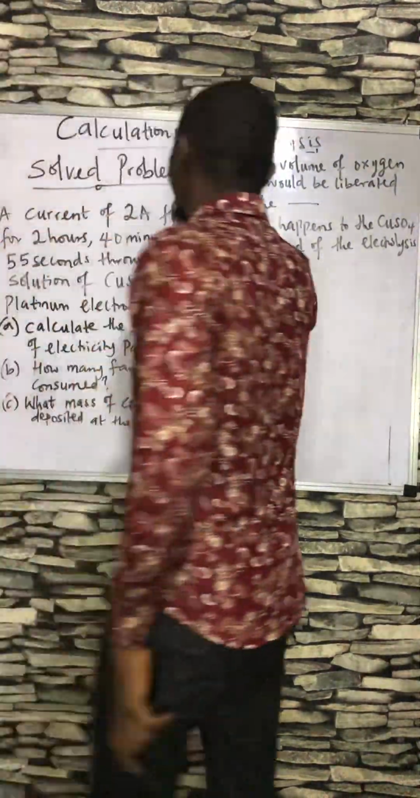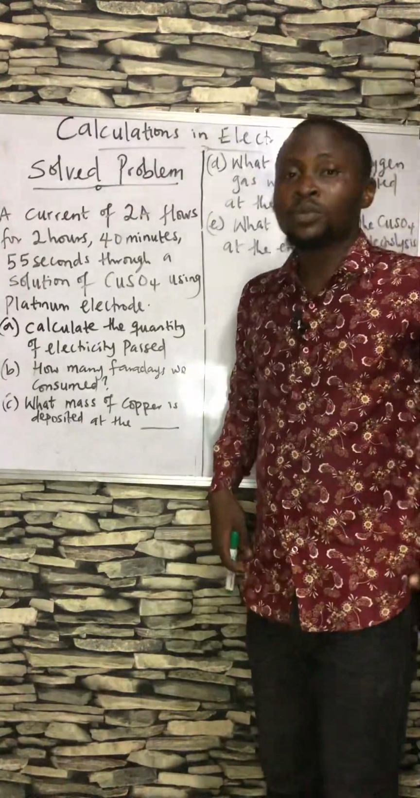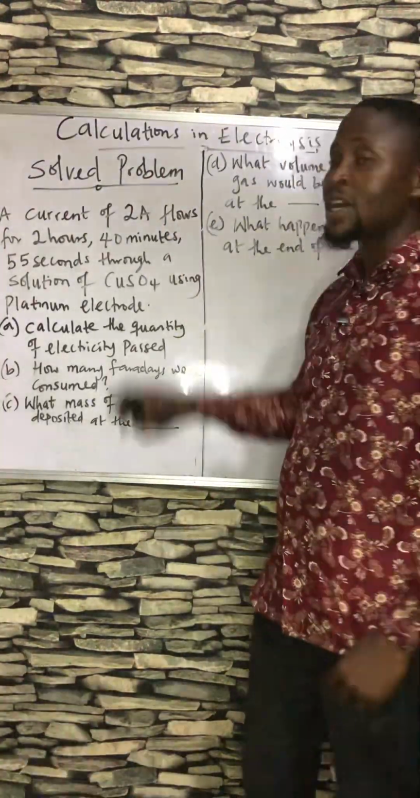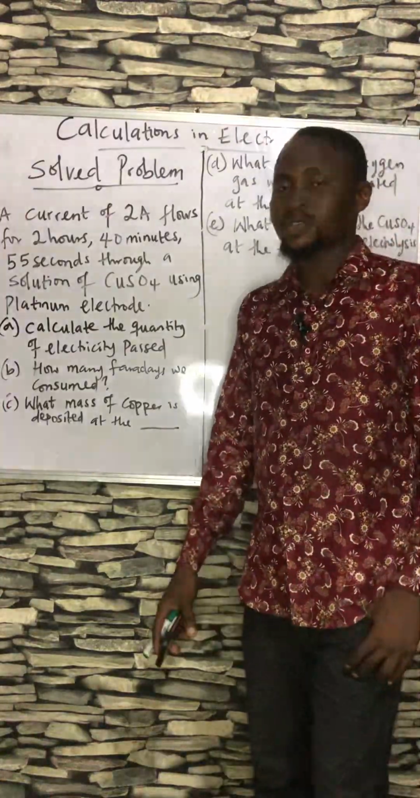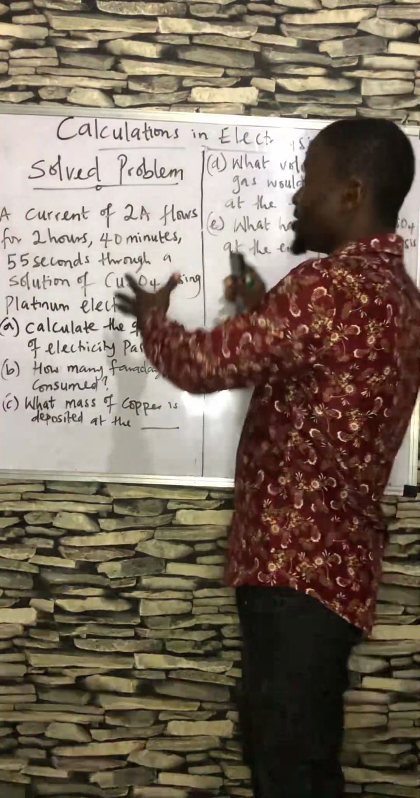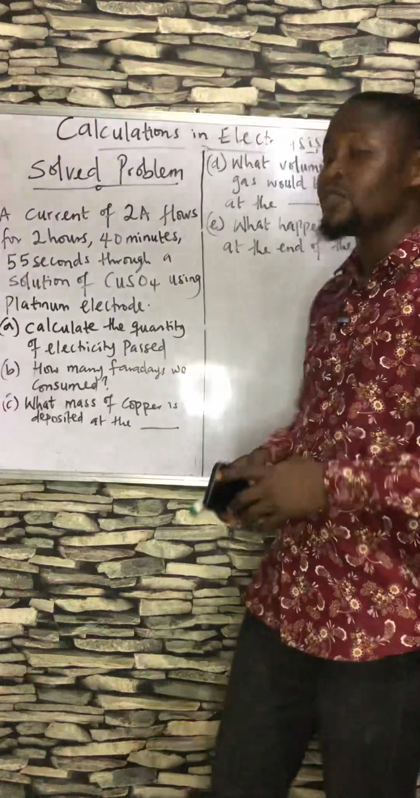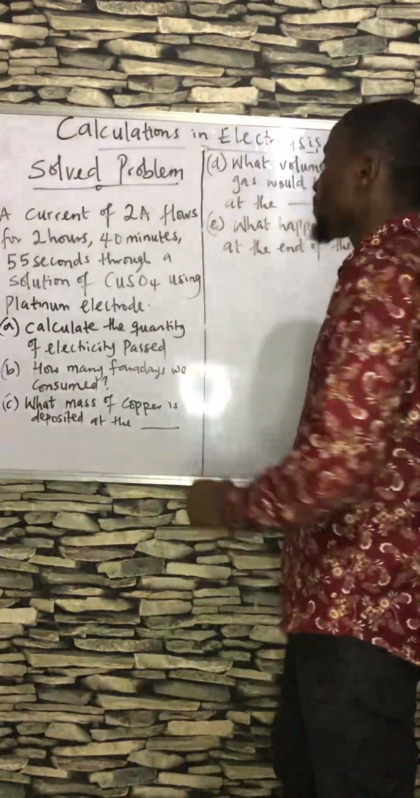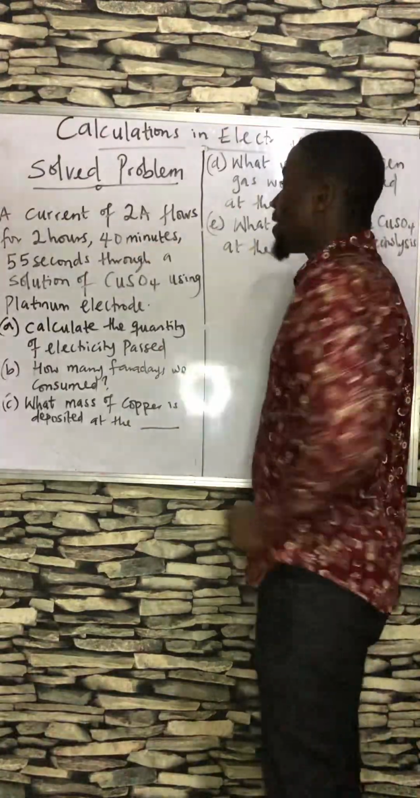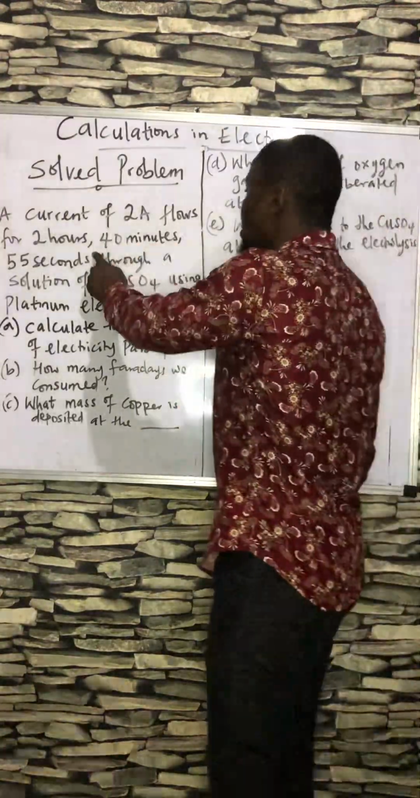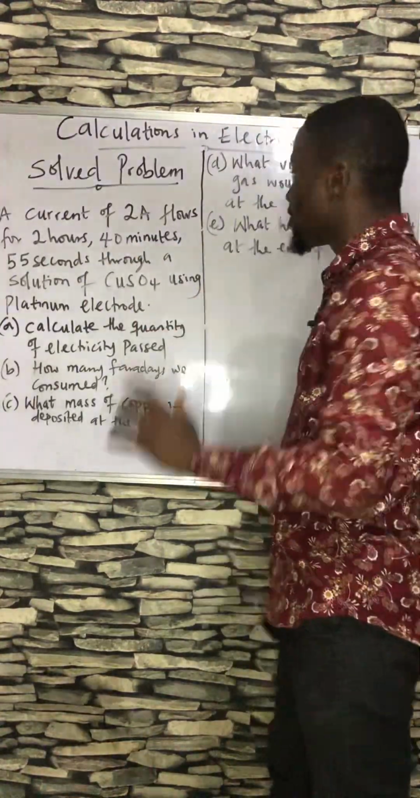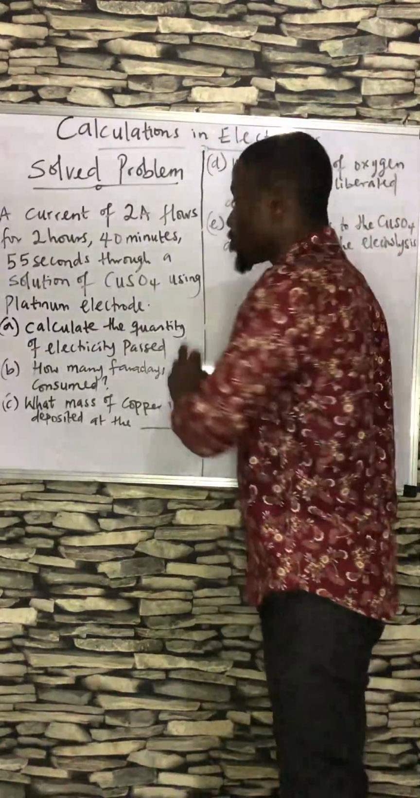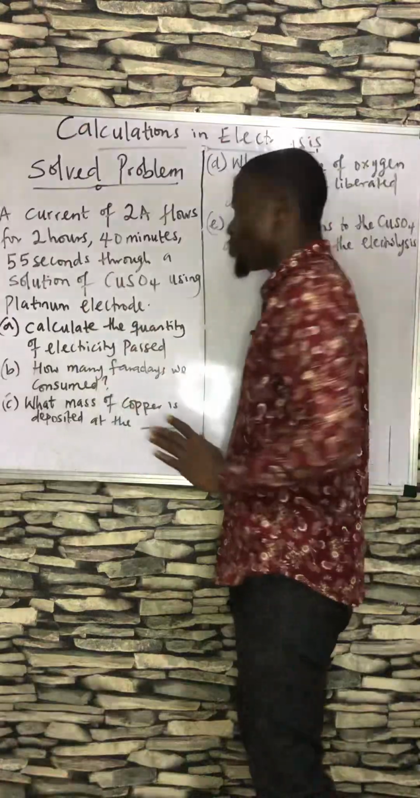Okay, so this is a typical example of questions under electrolysis. We're going to look at this as a representative of the different pools of questions that we may be having. A current of 2 ampere flows for 2 hours, 40 minutes, 55 seconds through a solution of copper sulfate using platinum electrode.